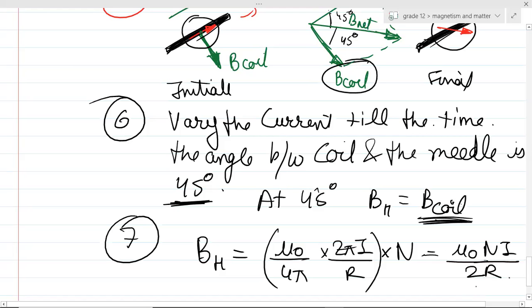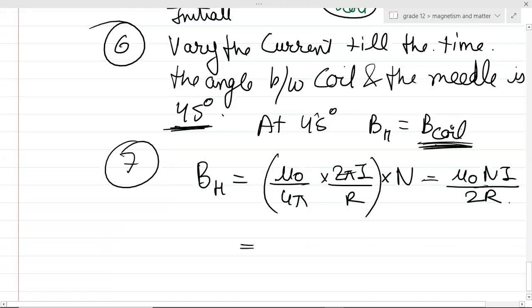Yes or no? So we know the number of turns. We know the current which we will measure in the ammeter. We'll measure the radius as well. So can you see from here, I can calculate the horizontal component of it. Yes or no? Is tangent galvanometer pretty much clear to everyone?